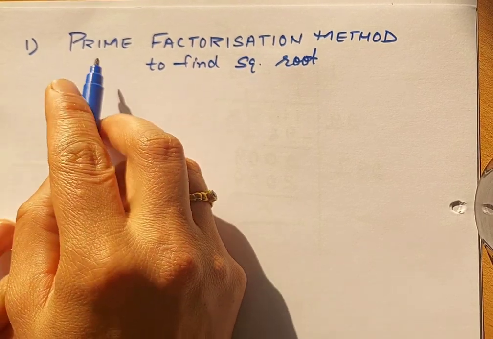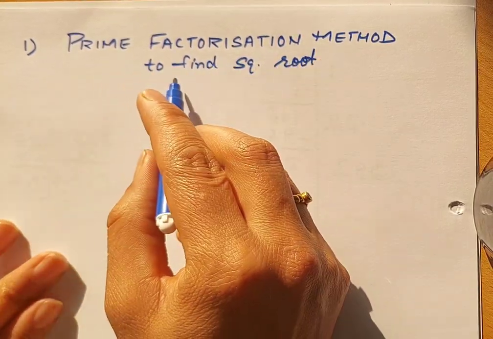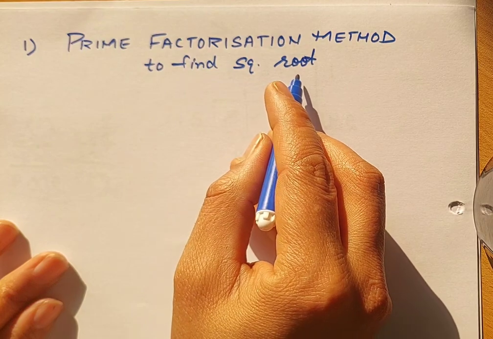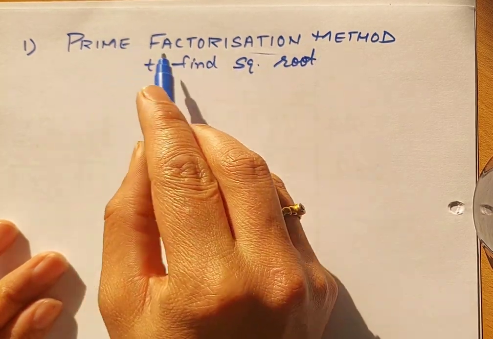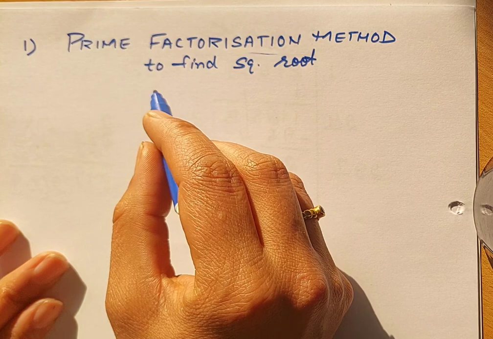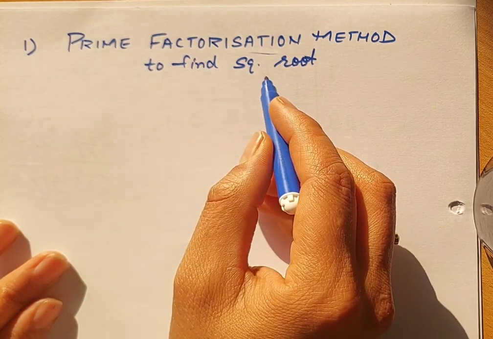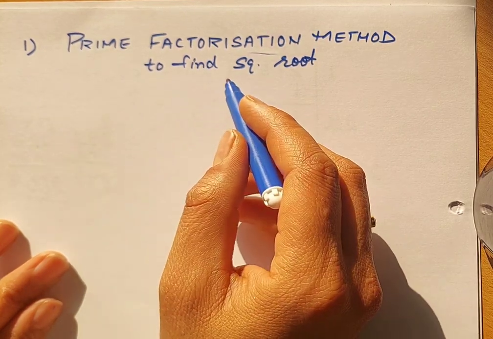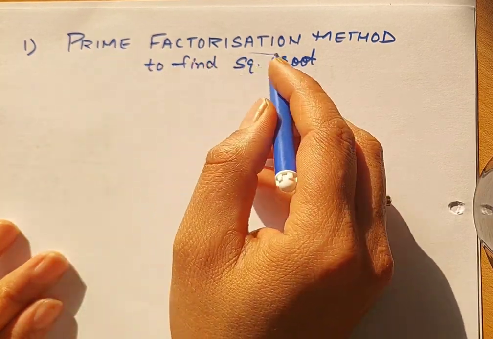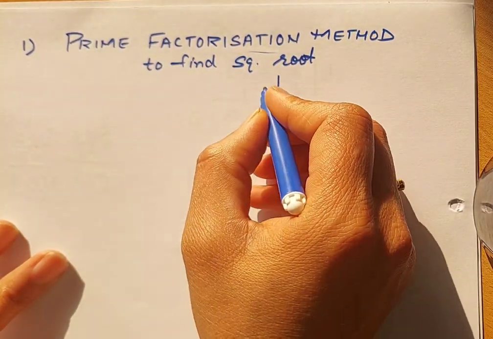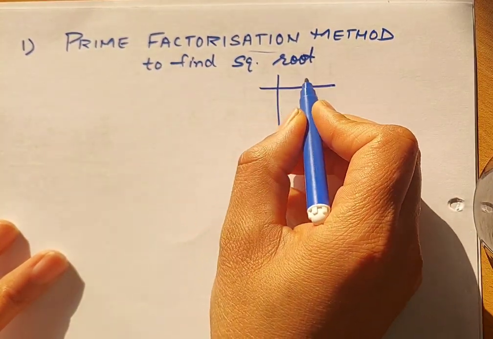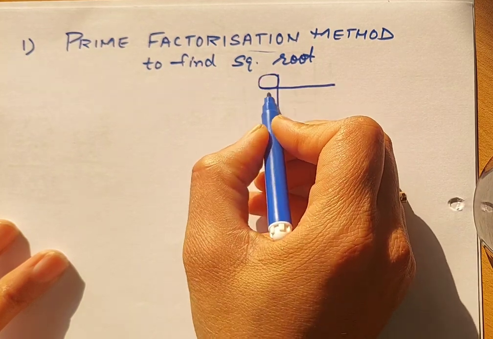Up till now we have learned the prime factorization method to find out square root. What do we do in this method? We open a number to find out its square root. By opening the number by the ladder method, we get to know about the prime factors of the number.